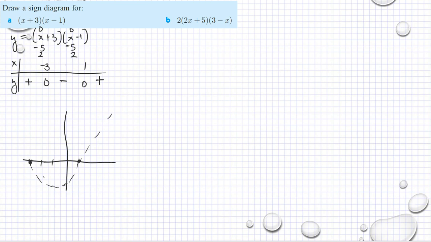And then positive, and then positive. So definitely it should look like this. That's why it's very important to use the sign diagram. Let's look for this one now.